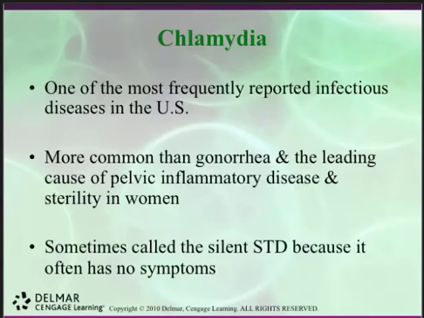Chlamydia is one of the most frequently reported infectious diseases in the U.S. It's more common than gonorrhea, and it's the leading cause of PID and sterility in women. It's sometimes called a silent STD because it often is asymptomatic.